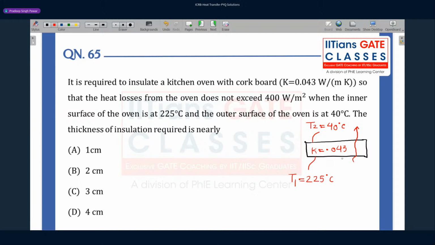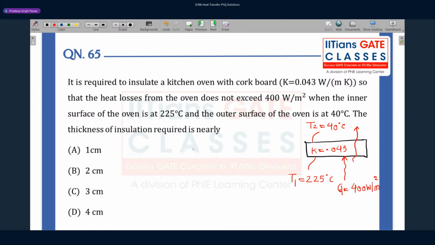So here what is being mentioned is that it is required to insulate the kitchen oven with a corkboard. This is your corkboard, which is mentioned here. Thermal conductivity is 0.043 watt per meter Kelvin, so that the heat loss from the oven does not exceed 400 watts. So he has already given you Q conduction here, which is 400 watt per meter square. While the inner surface is maintained at 225 degree, the outer surface is at 40 degrees.